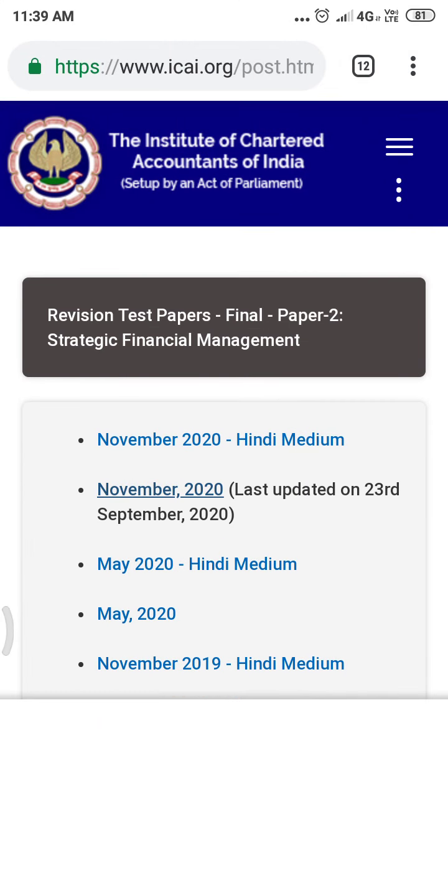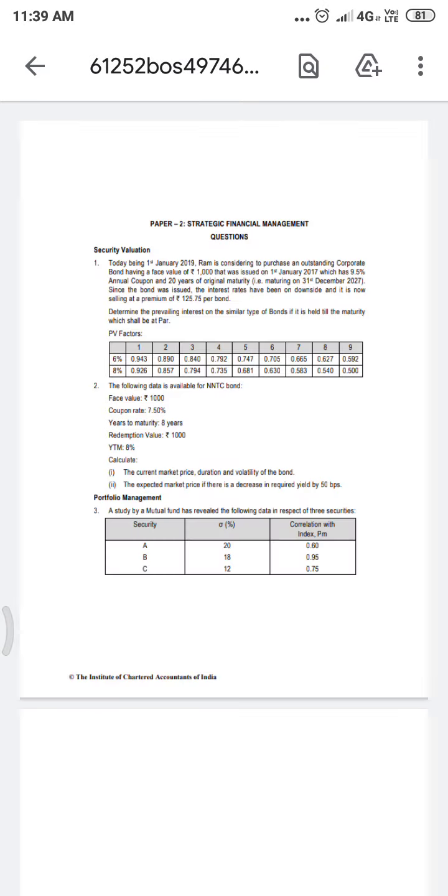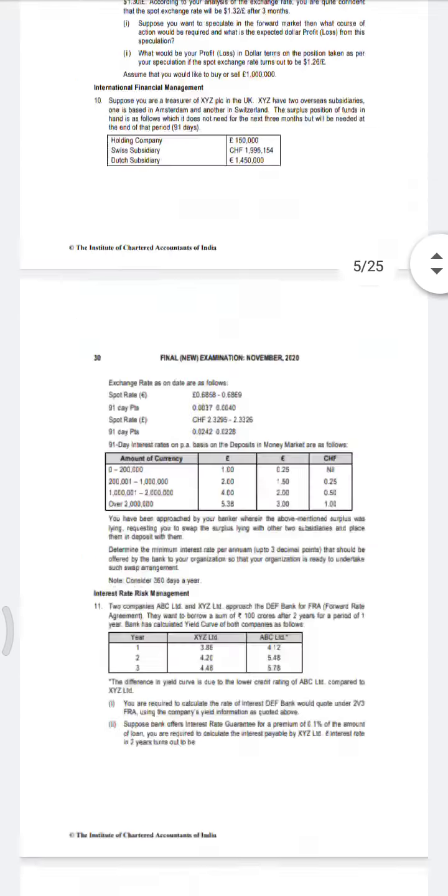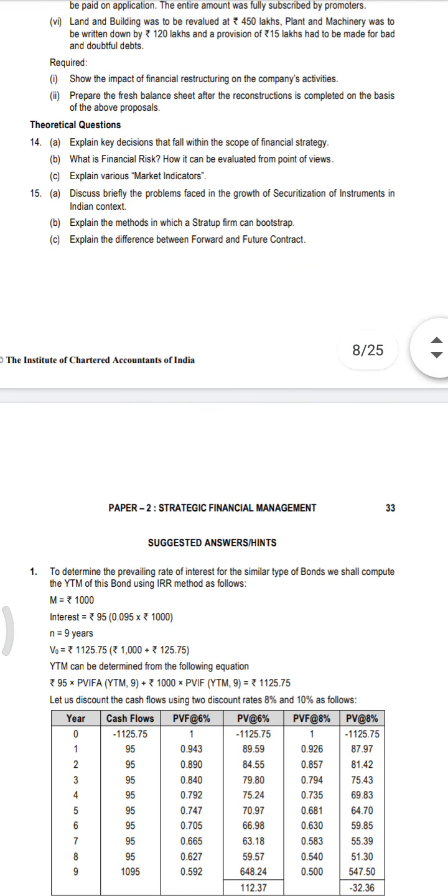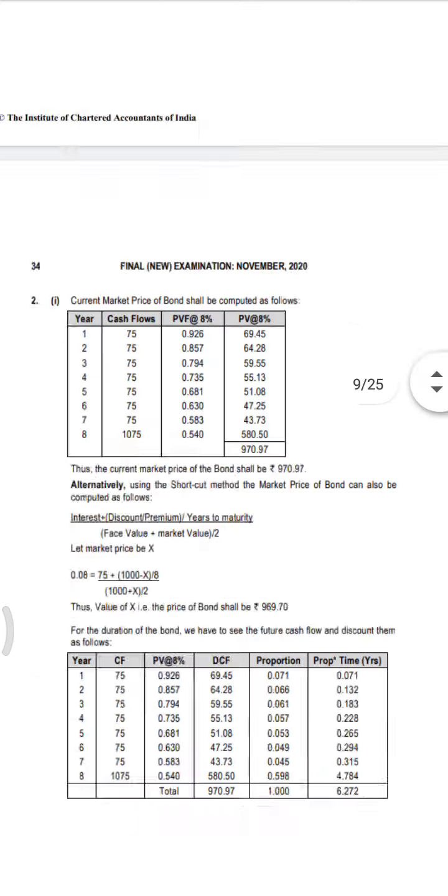Last is November 2020 RTP theory questions. So questions are: Key decisions that fall within the scope of financial strategy. What is financial risk? How can it be evaluated from different points of view? Explain various market indicators. Discuss briefly the problem phrased in growth or securitization of instrument in construct. Startup firm can bootstrap methods. Difference between forward and future contracts.